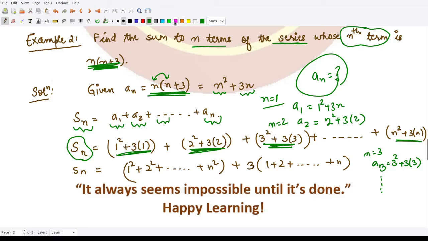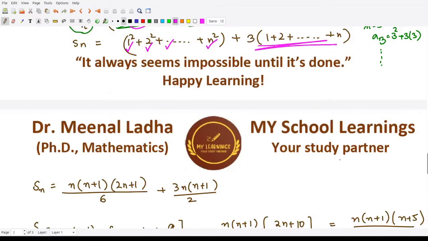Now what you can do, you can collect all the first terms here in one bracket, because we have addition and addition is commutative. So you have 1 square plus 2 square plus 3 square and so on up to n square, right? And the last terms are 3 into 1, 3 into 2, 3 into 3 and so on, 3 into n. So you see in each of these terms we have 3 common. So plus 3 into the remaining terms, 1 plus 2 plus 3 plus up to n. Now we can simplify the terms here.